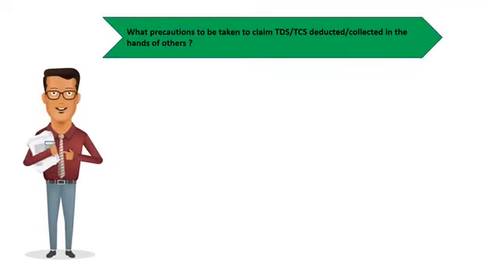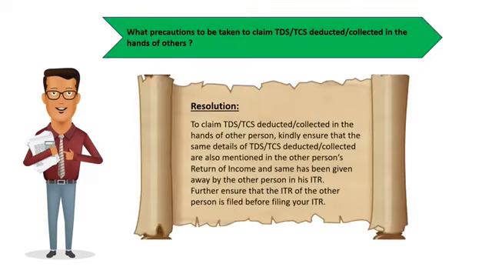Another interesting question could be that what precautions should be taken to claim TDS or TCS deducted or collected in the hands of others. To claim TDS or TCS deducted or collected in the hands of other person, kindly ensure that the same details of TDS, TCS deducted or collected are also mentioned in other person's return of income and same has been given away by the other person in its ITR. Further ensure that the ITR of the other person is filed before filing the income tax return.